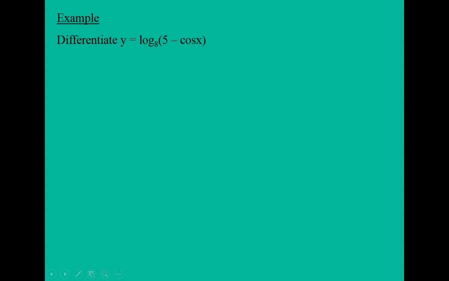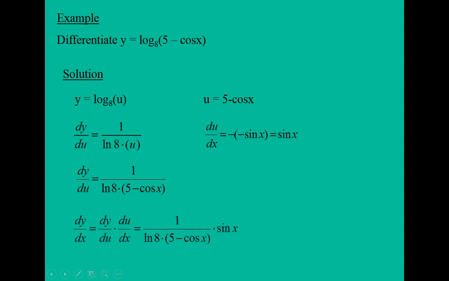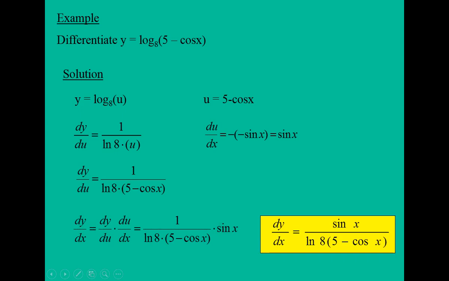Using the other technique, we would have the inside function is 5 minus cosine of x, y equals log base 8 of u. Take the derivative of both of those, multiply them together, and we get our derivative.